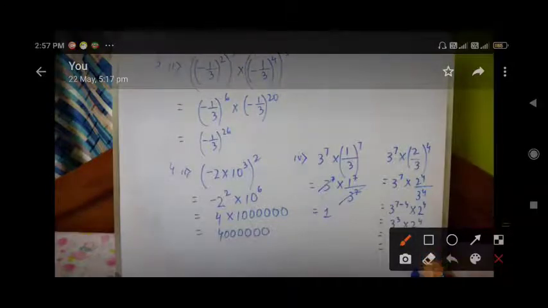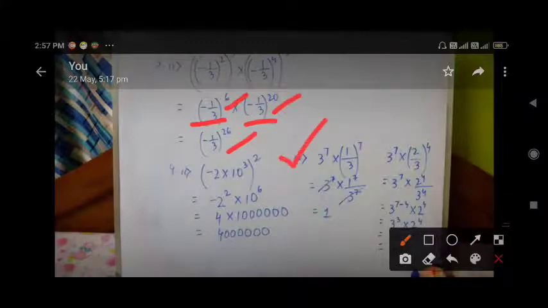Minus 1 by 3 square, whose square is 3, again minus 1 by 3 4, whose square is 5. That means we have to multiply the powers. Remember that powers are always multiplied. That's why we write 2 into 3, 6, and 4 into 5, 20, and we clearly see that these bases are equal. So during multiplication powers are added, so we write minus 1 by 3 to the power 26.